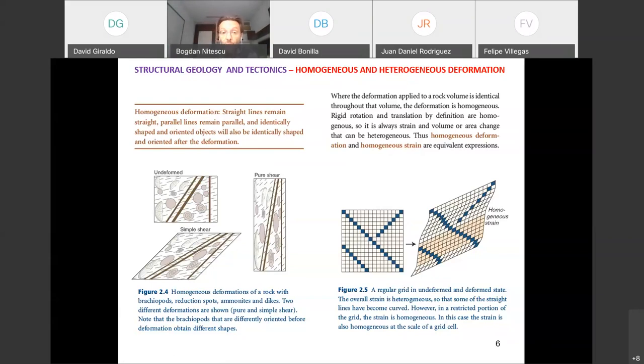So now we can understand heterogeneous deformation, because heterogeneous deformation means straight lines will not be straight after the deformation, parallel lines will not be parallel, and so on. So the definition will not apply. Now, guess what? Nature is very complicated. The geological environment is very complicated. So in general, the deformation is heterogeneous. That's what happens. So it makes things more complicated for us when we are students and have to learn them. But we want to understand nature.